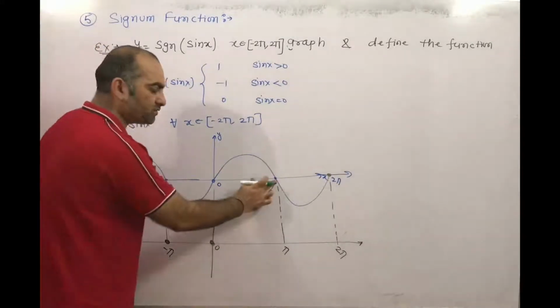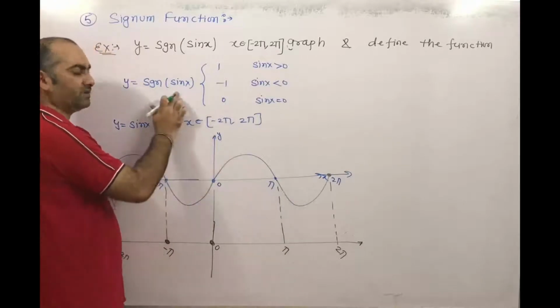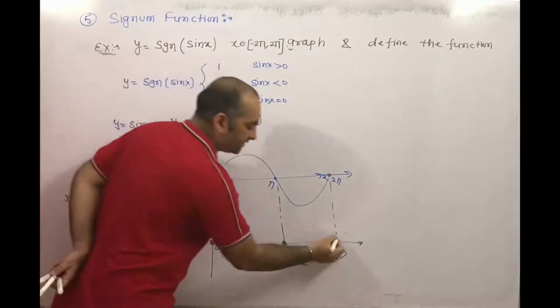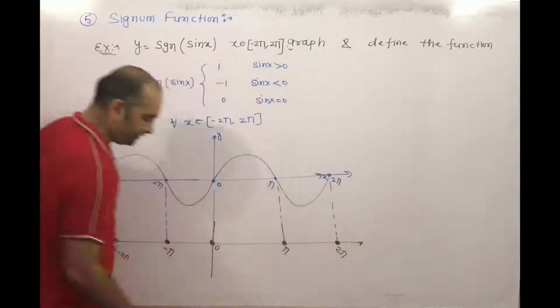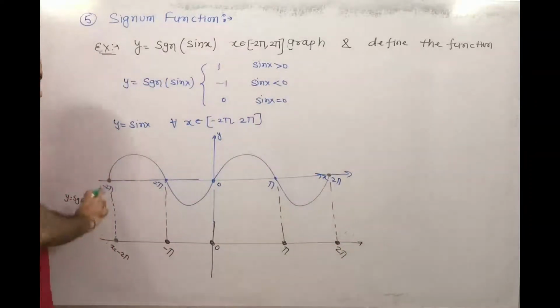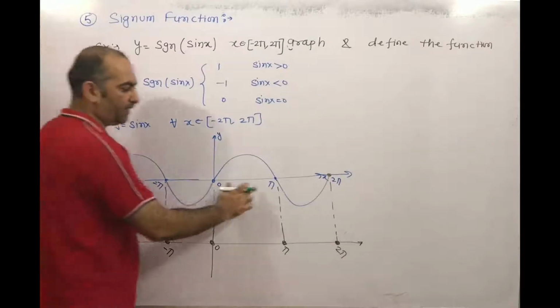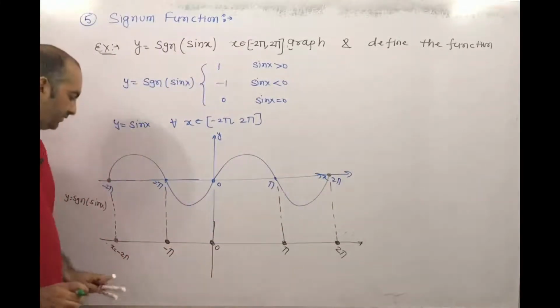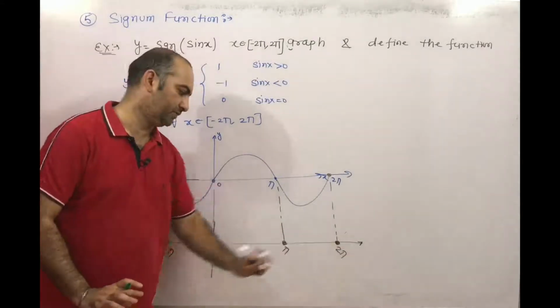Okay, at pi also sin x is 0. So signum of sin x will come at 0 only. And at 2 pi also we'll get 0. Okay. So here at minus 2 pi, minus pi, 0, pi and 2 pi, we want the signum of sin x value, and at all these points we got 0.